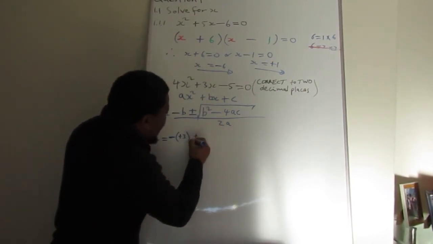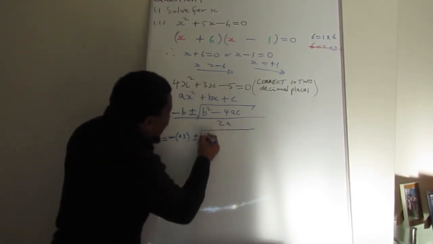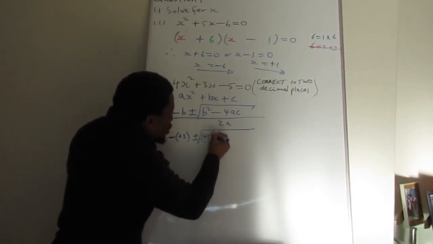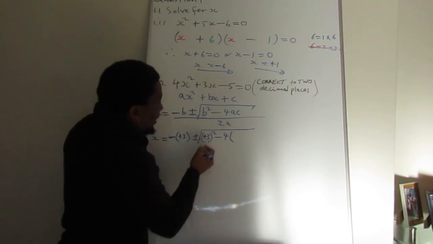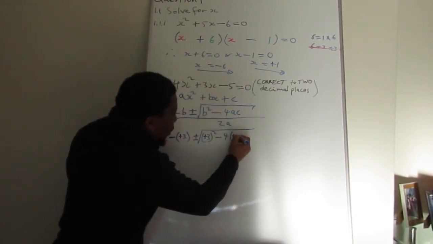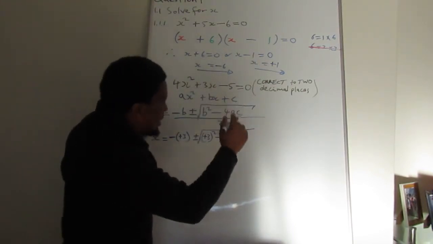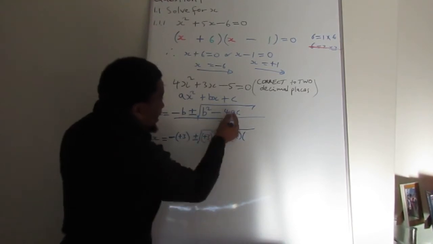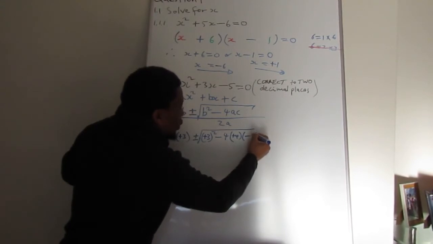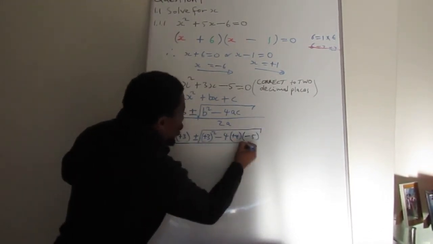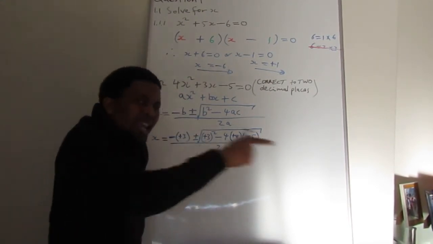Plus or minus, then the square root. What is b? b is positive 3, all squared, minus 4 multiplied by brackets. What is the value of a? It's positive 4. I write it. I don't say I know it. I must write it so that I don't make a mistake. Multiplied by brackets c. What is the value of c in this case? It is given as -5. Close brackets. There we go, all over 2a, so that I do not make a mistake.